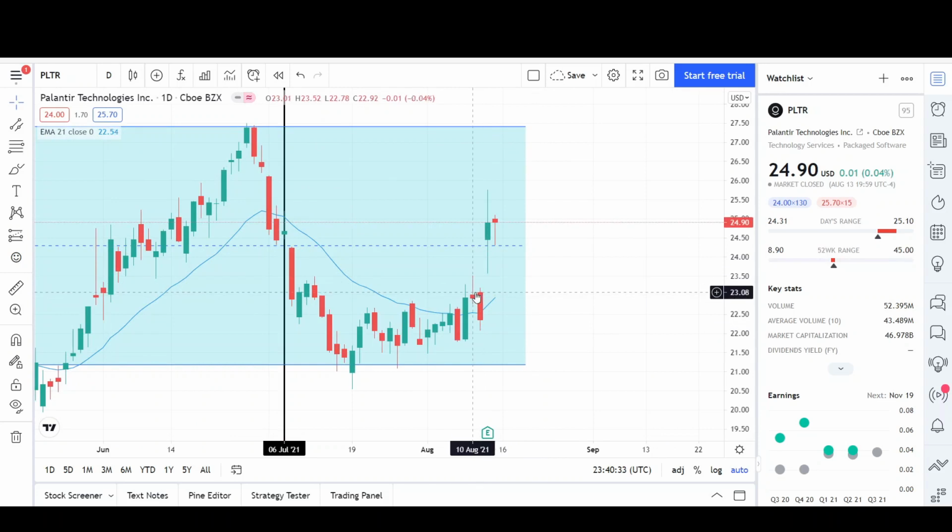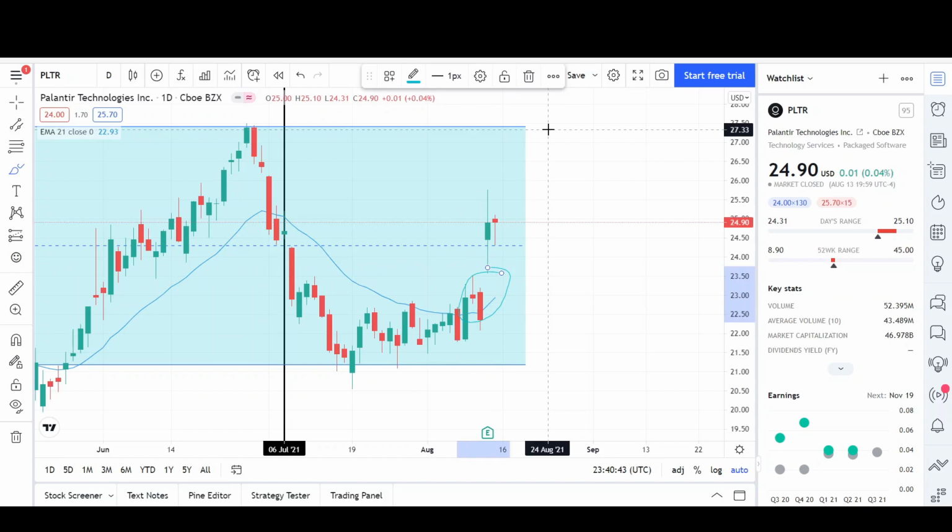There's a gap right here. Price closed way down here but opened up here, so there's a gap right here, so we could fill it and then continue higher if we find support and go to the upper side of the range.